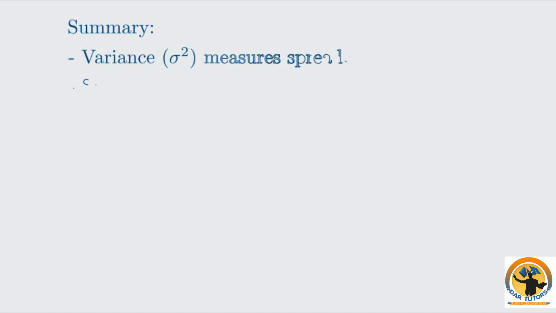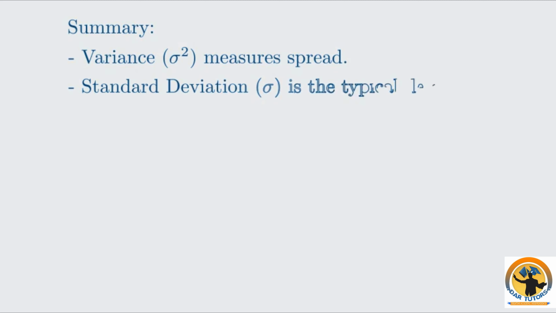Let's summarize what we've learned. We've introduced variance and standard deviation as measures of the spread of a discrete probability distribution. The variance, sigma squared, quantifies the average squared deviation from the mean, while the standard deviation, sigma, gives the typical or characteristic deviation in the original units of the data.